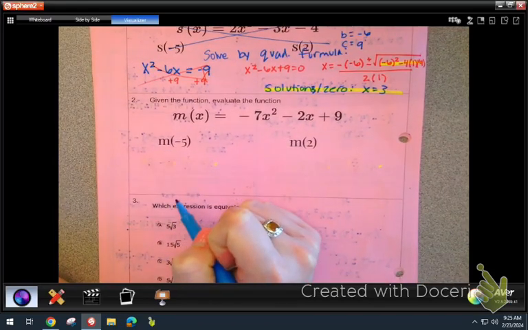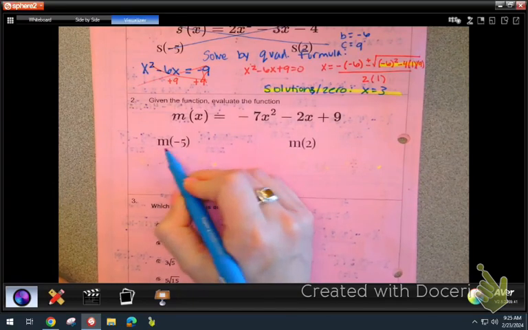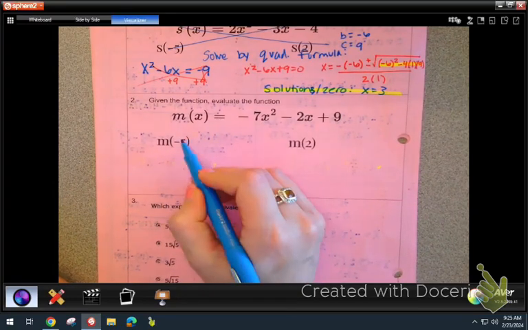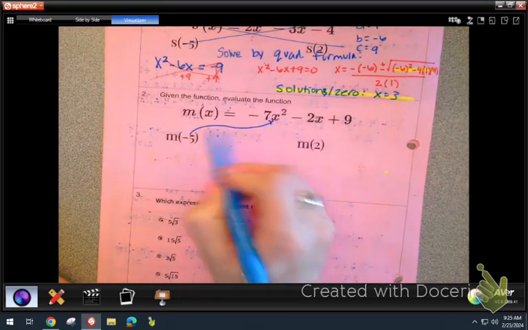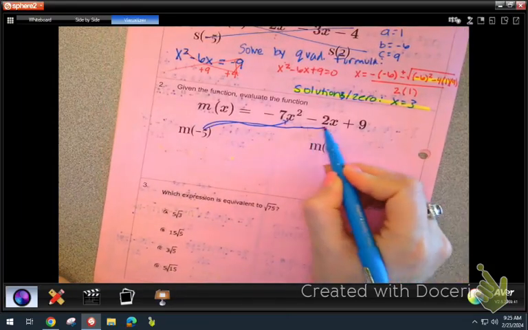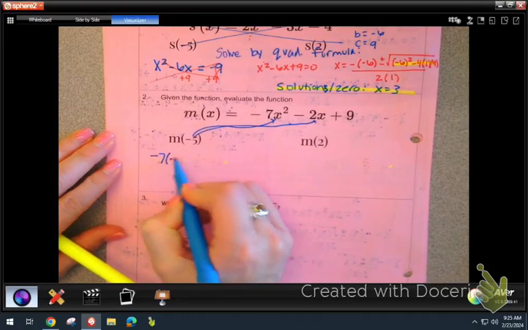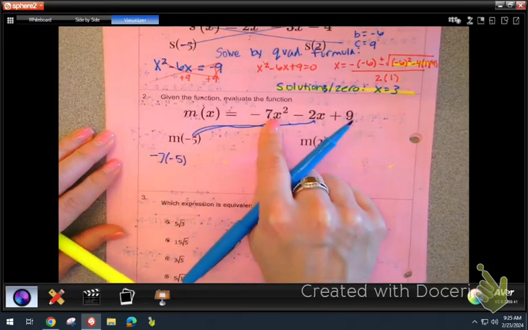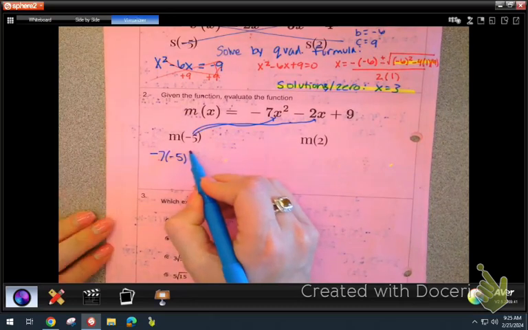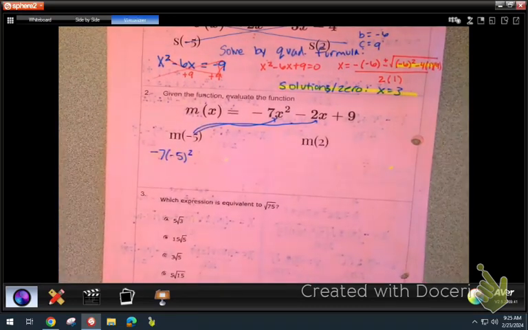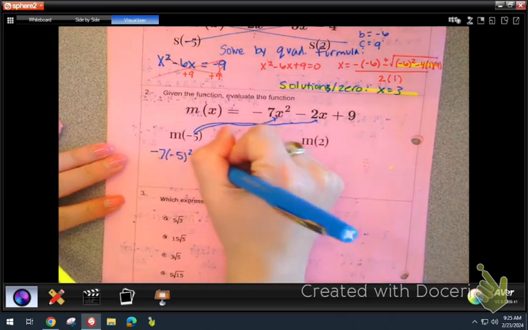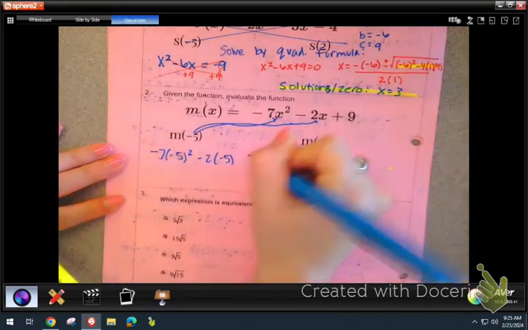Braden, what does that mean you do? Plug it in for x. But how many x's are in this equation? 2. So how many times do you plug it in? Twice. This x is doing what? It's being squared. So I have to type negative 5, and then square on the outside. Minus 2, and then there's another x, so put another negative 5, plus 9.